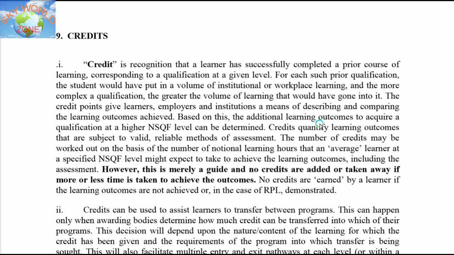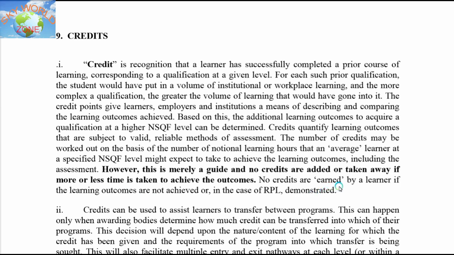Based on this, the additional learning outcomes to acquire a qualification at a higher NSQF level can be determined. Credits quantify learning outcomes that are subject to valid, reliable methods of assessment. The number of credits may be worked out on the basis of the number of notional learning hours that an average learner at a specified NSQF level might expect to take to achieve the learning outcomes, including the assessment. However, this is merely a guide and no credits are added or taken away if more or less time is taken to achieve the outcomes.